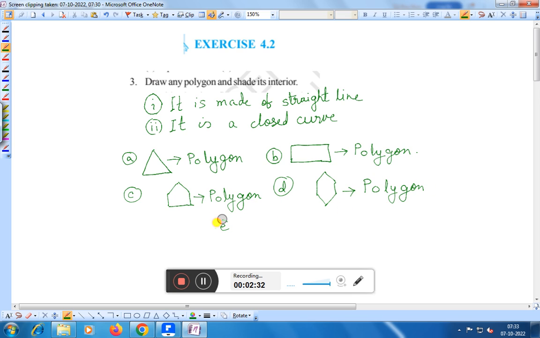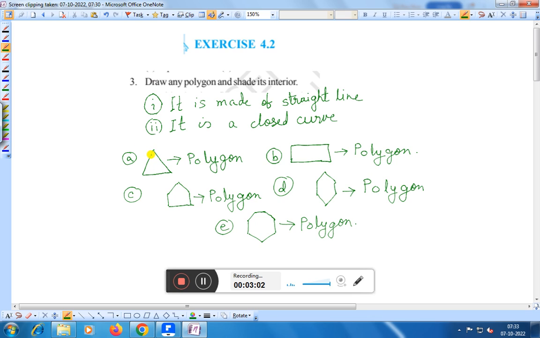Here, suppose we have written many sides, that is 1, 2, 3, 4, 5, 6, 7. This is also a polygon, right? Because it is a polygon because it is made up of straight lines and it is also a closed curve.